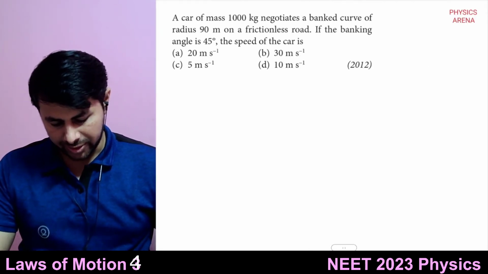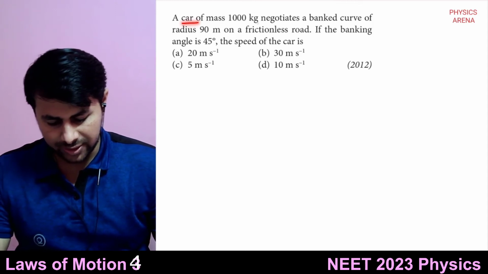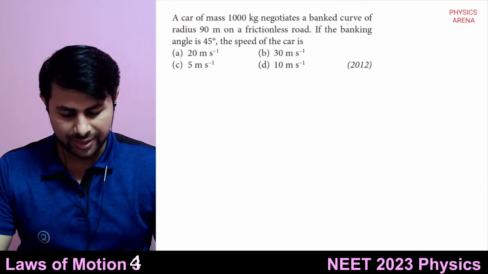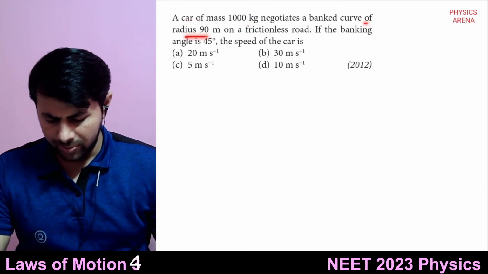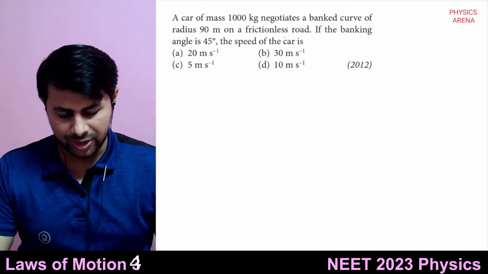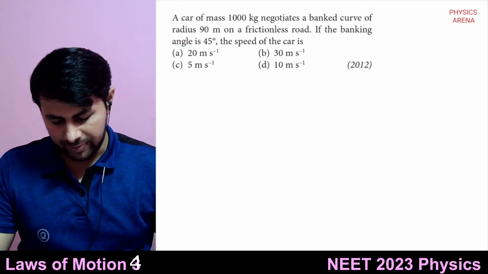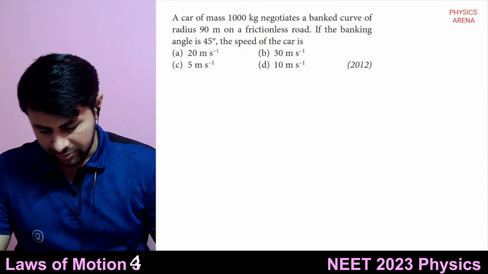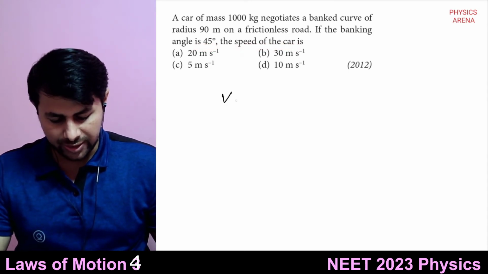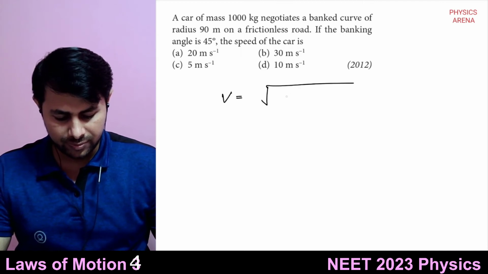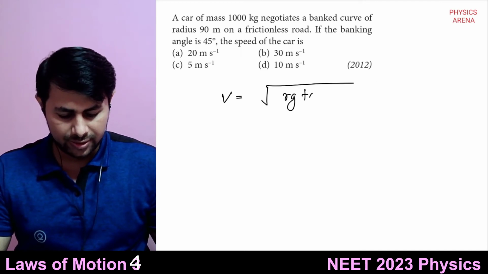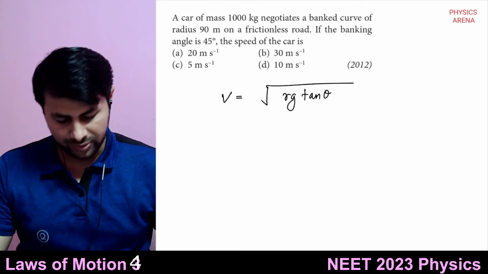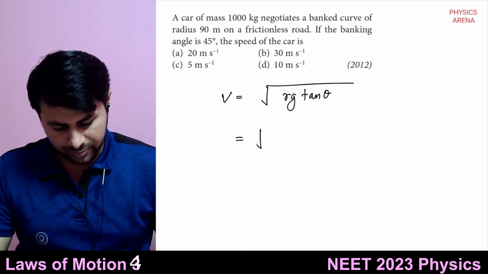Right. Next question. A car of mass 1000 kg negotiates a banked curve of radius 90 meters on a frictionless road. If the banking angle is 45 degrees, the speed of the car is. Very straightforward. v is equal to square root of R g tan theta, if friction is 0.